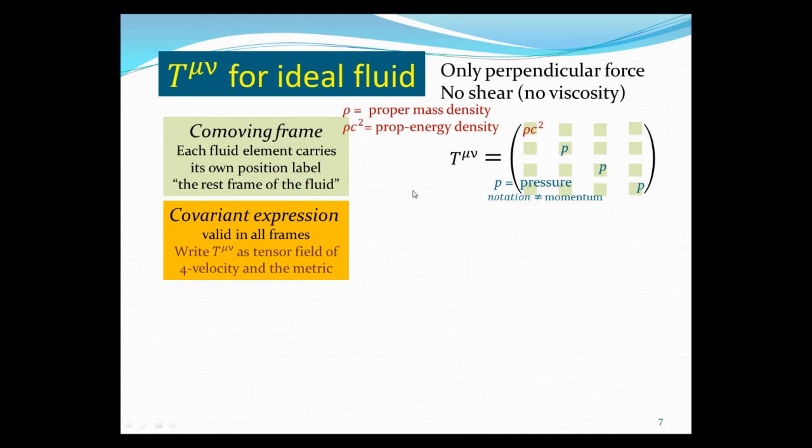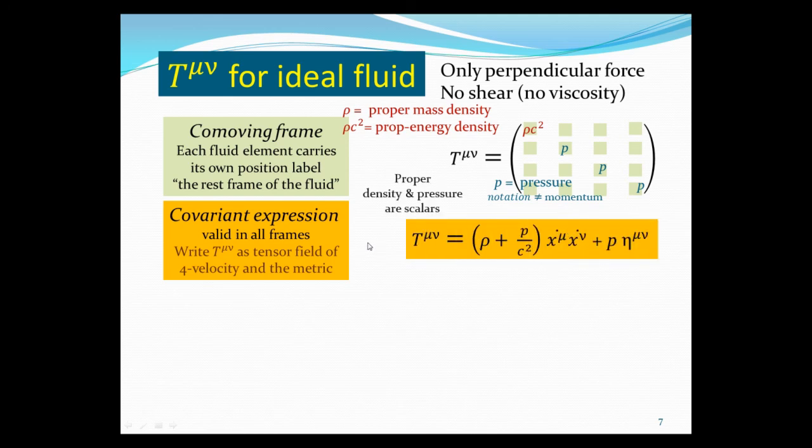What we're interested in is the expression that is valid for all frames of reference. So we want to write T mu nu as a tensor expression in terms of the velocity, which is a tensor, and the metric, which is a proper tensor. It can be worked out. The energy momentum tensor is the rest frame density, rho, plus the pressure over c squared, times the four-velocity with index mu, four-velocity index nu, plus pressure times the metric eta mu nu.